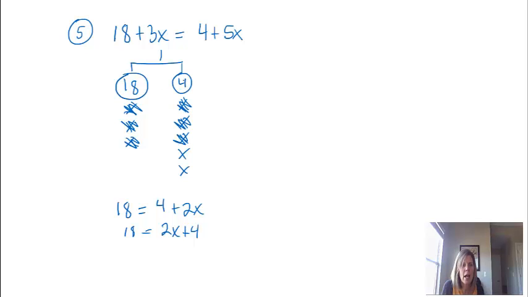If I just want x's, I don't want that 4. So to get rid of it, I have to subtract it from the other side. So 18 minus 4 would be 14. So now again, if I look at what I have, 14. And I guess I didn't have to circle that one. And then on the right side, I have 2 x's.